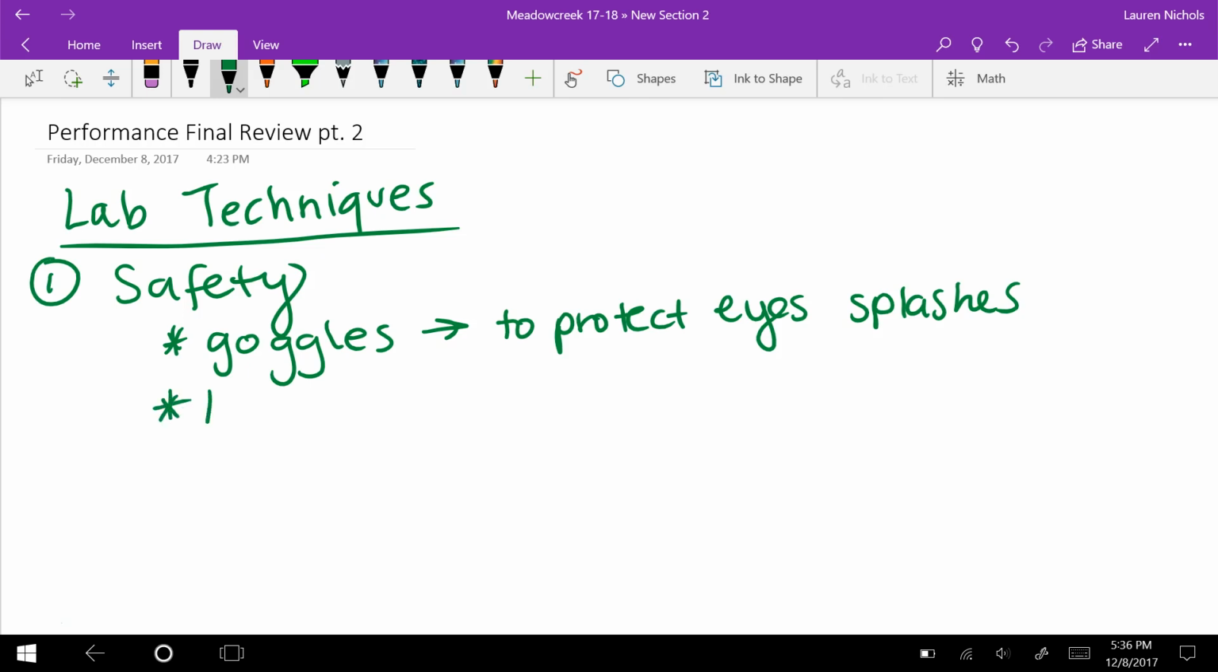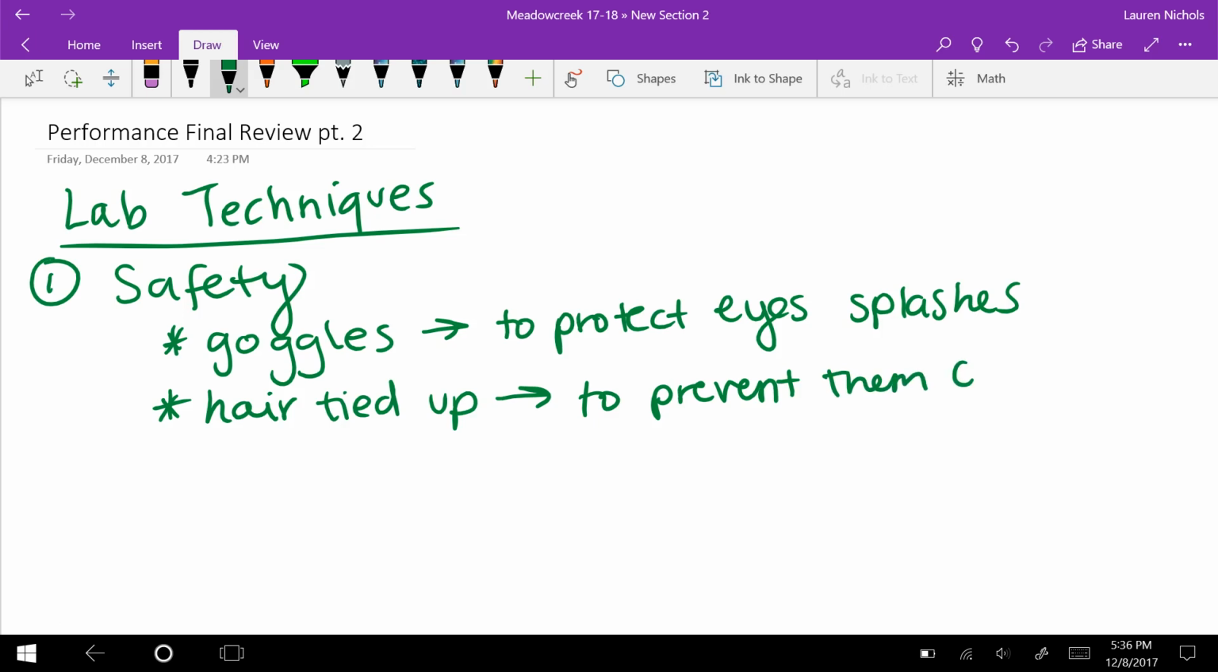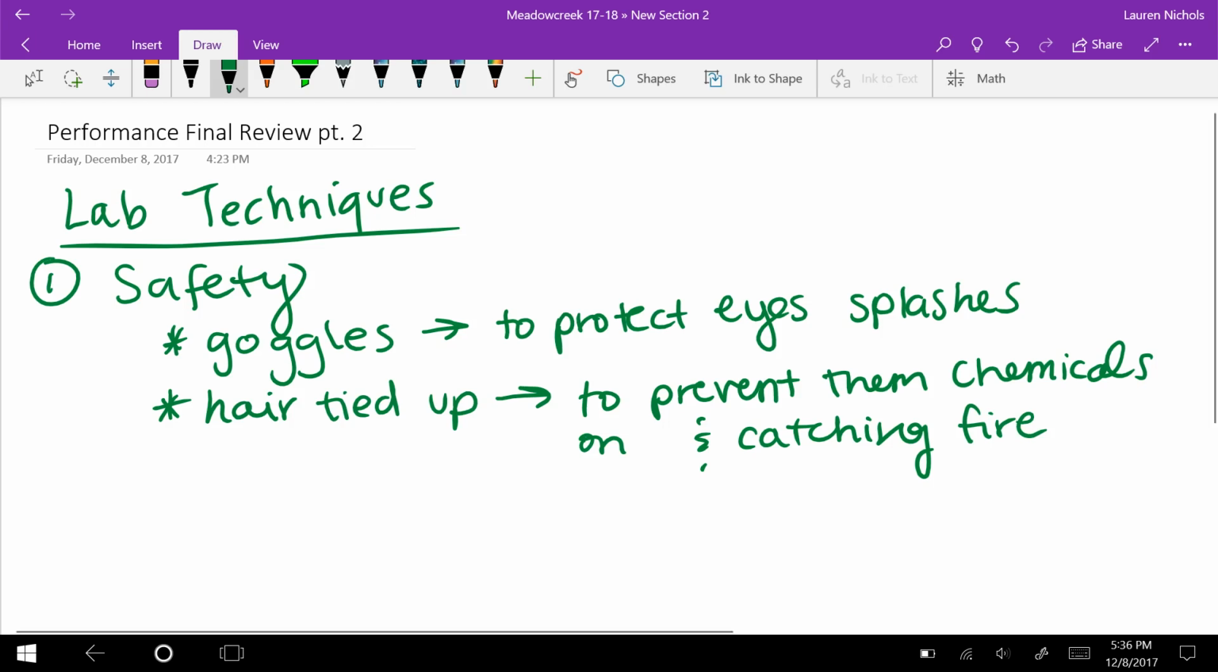Okay, so another thing is to have our hair tied up. Not only do we need to do this when we have Bunsen burners out, but to prevent them from getting chemicals on them, if they were to drape across the counter or something. But also from catching on fire. You do not want the fire blanket to have to be used on you, and you do not want a new haircut that you were not prepared for.